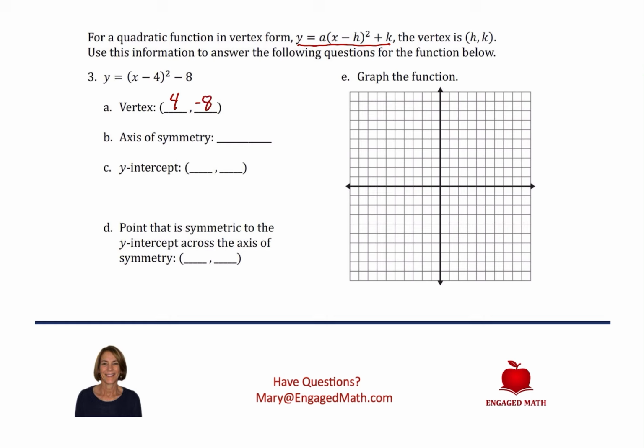So let's plot that, because then that will help us to see where the axis of symmetry would be. Okay, so we're right here at (4, -8). Now the axis of symmetry is just what it sounds like. It is the line that goes through the parabola right down the middle, making two symmetric portions of the parabola. So the axis of symmetry in this case is the line x = 4.